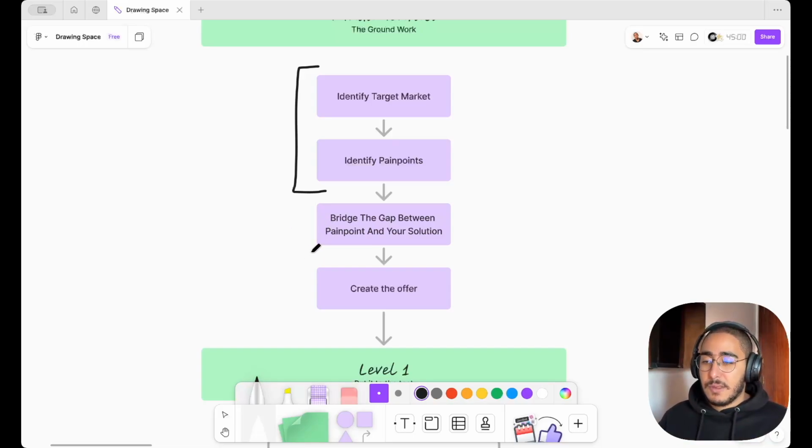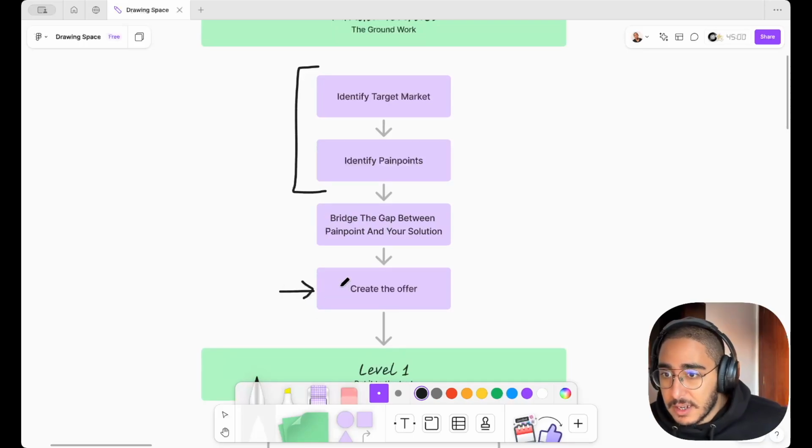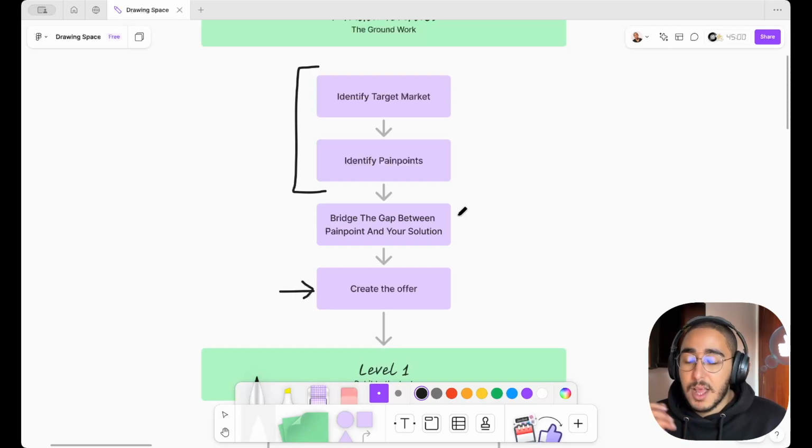And that's what we call the offer. The offer is the vehicle or the messaging that is going to be relative to your target market. It's going to cover their pain point and it's going to mention how your solution is going to help them. And in some cases, it is accompanied by a guarantee.